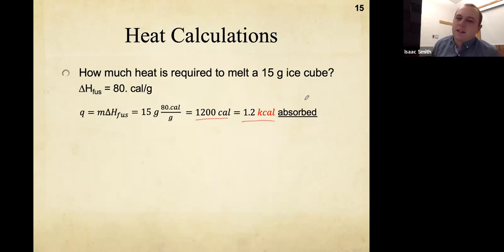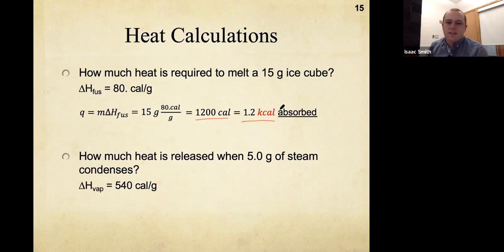And the important thing is absorbed. You could have a transition from a liquid down to a solid, and in that case, you're actually releasing energy, okay? You can just think of ice: if you add energy to ice, it turns into a liquid. So in this one, we're melting ice cubes, so that is going to be absorbing heat. We're putting heat into it.